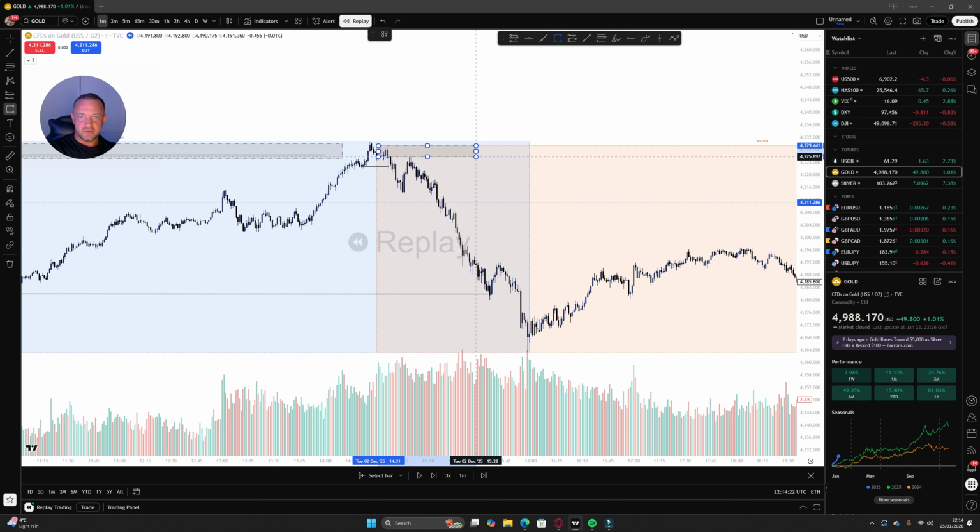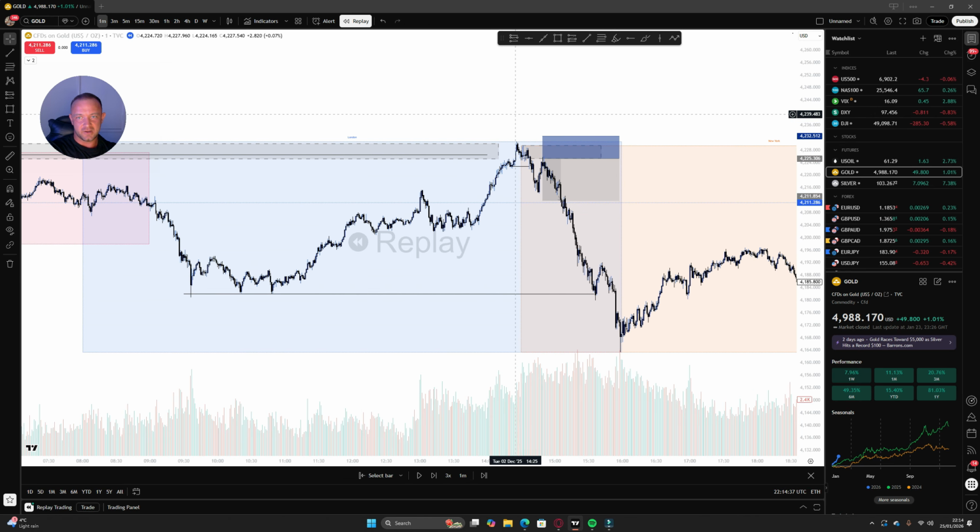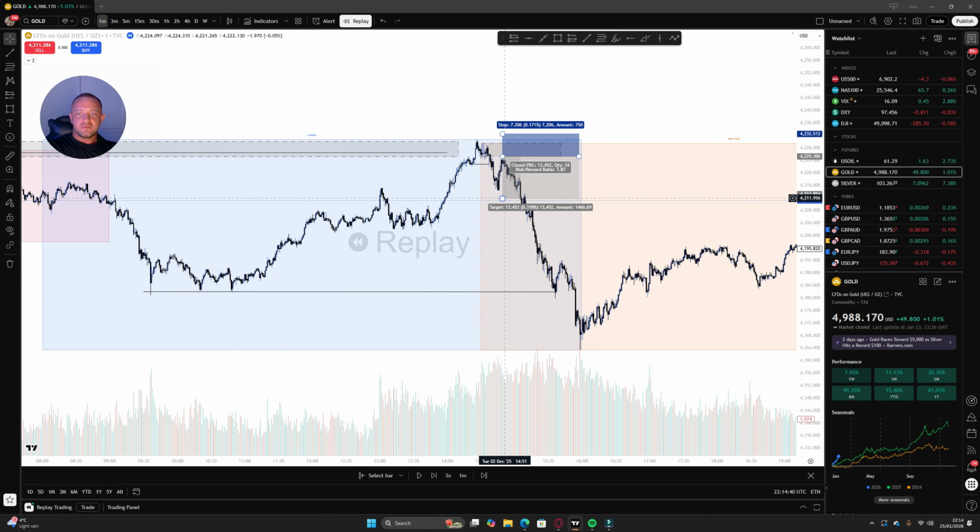I'd have marked out this area as an area of interest, just there. Just wait for your 1 minute to come back up. Take your entry from there, put your stop loss above. Like I say, you want a few pips above, just in case it does decide to come back up and take out that high. Where can you target? Where can you set your targets?